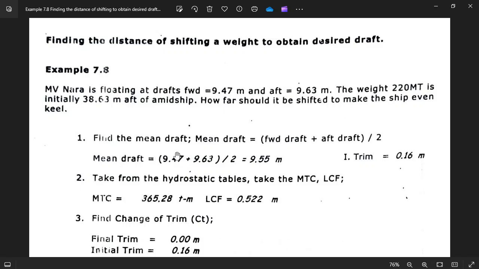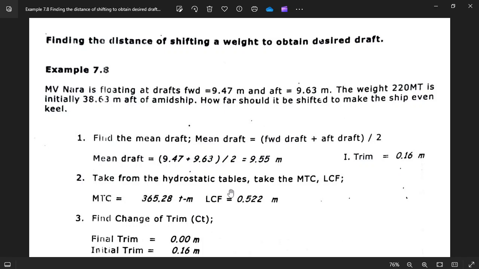Number one, find the mean draft. Mean draft is forward draft plus aft draft divided by 2. That will be your mean draft. So forward is 9.47 and your aft draft is 9.63. You add these two, divide by 2, and you will get a mean draft of 9.55. To get the trim, take 9.63, which is the aft draft, minus your forward draft of 9.47, and you will have a trim of 0.16, trim by the stern.